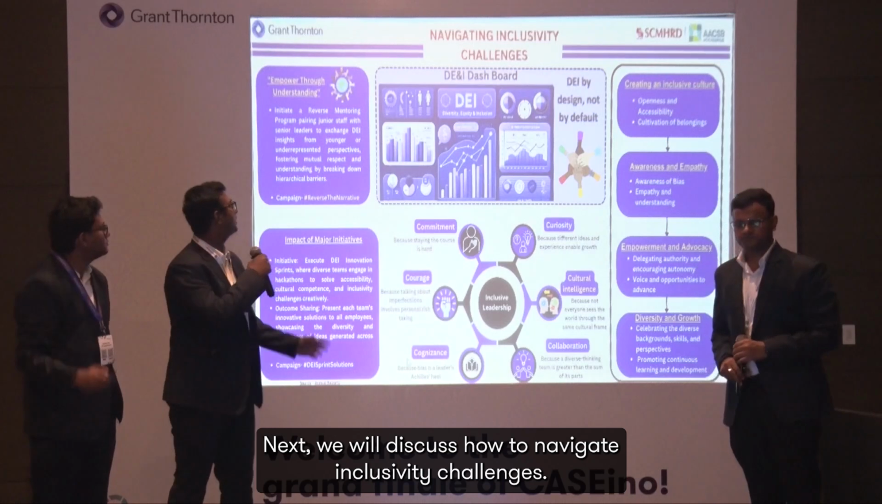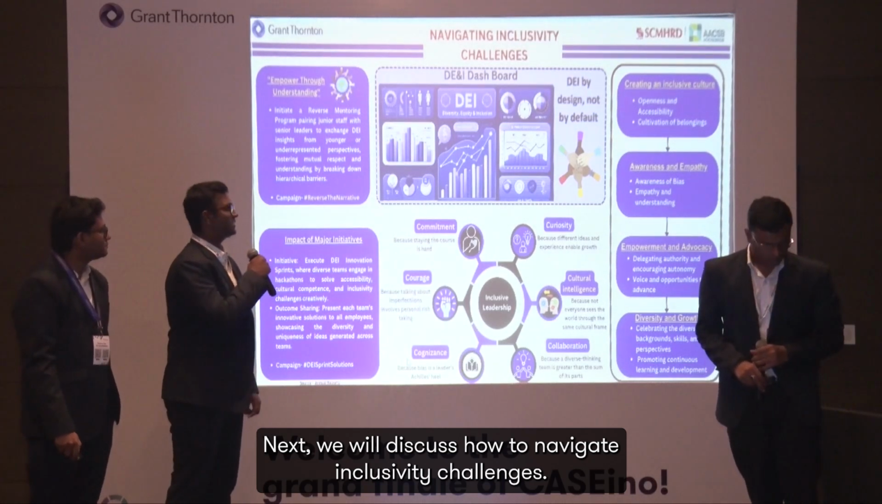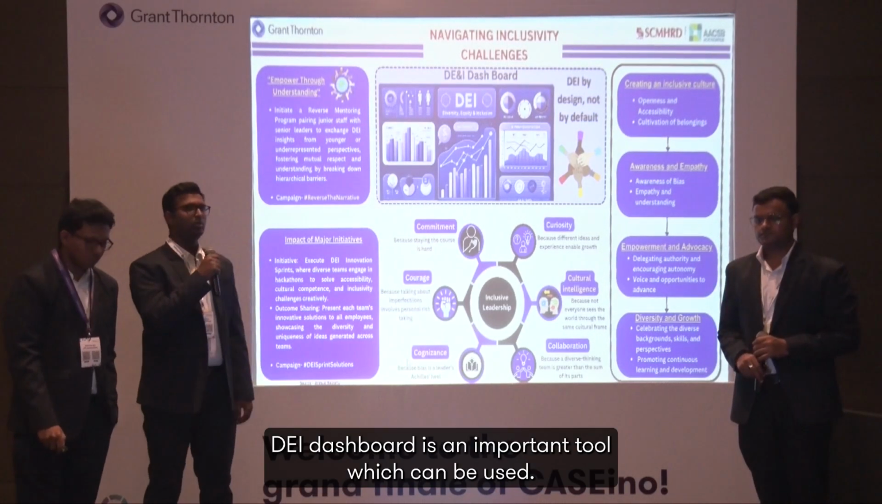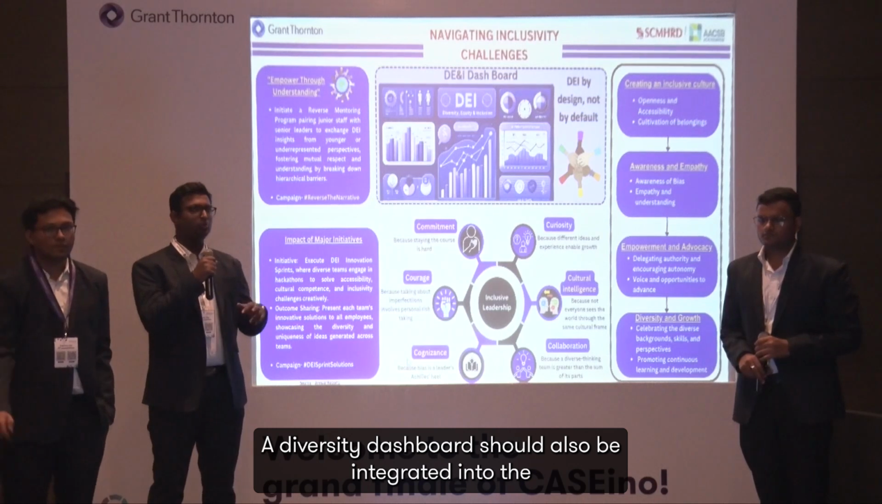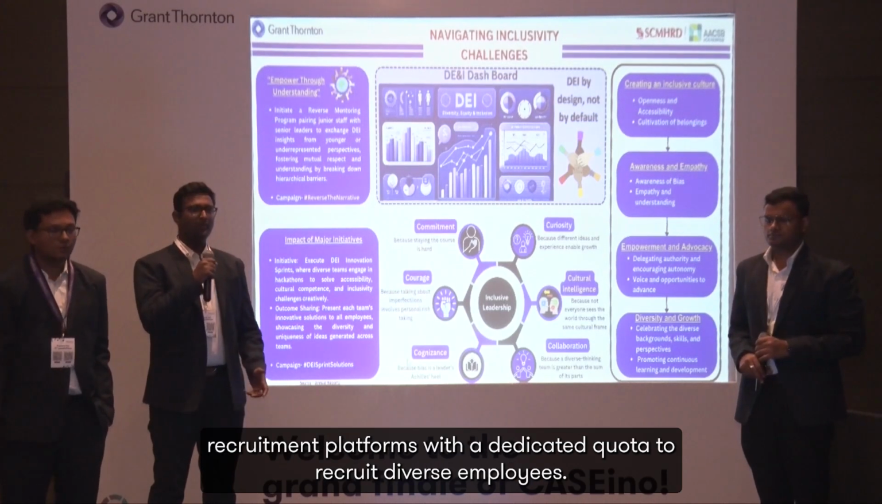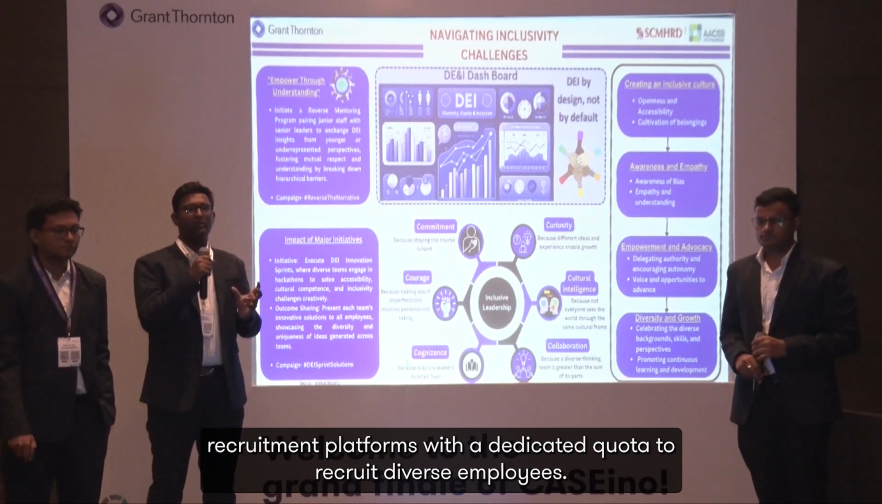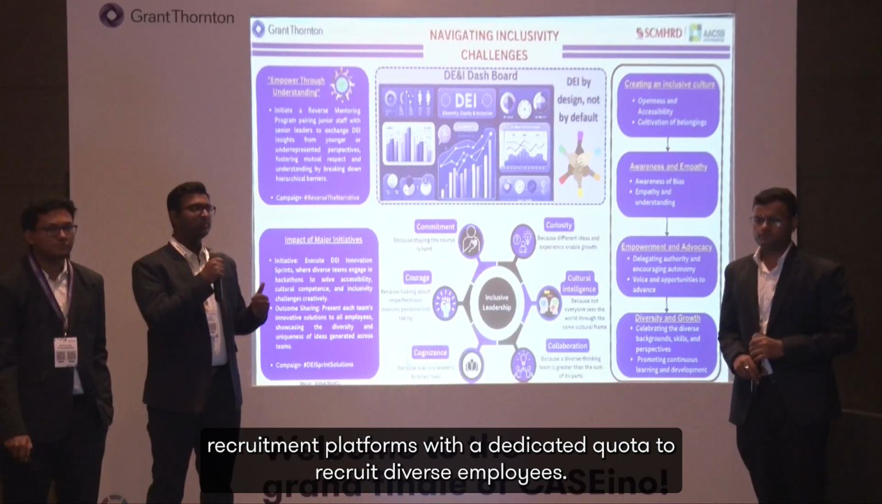So next we will see how we can navigate inclusivity challenges. The DEA dashboard is an important tool which can be used. The diversity dashboard should also be integrated into the recruitment platforms, where a quota should be given as to how many diverse employees need to be recruited.